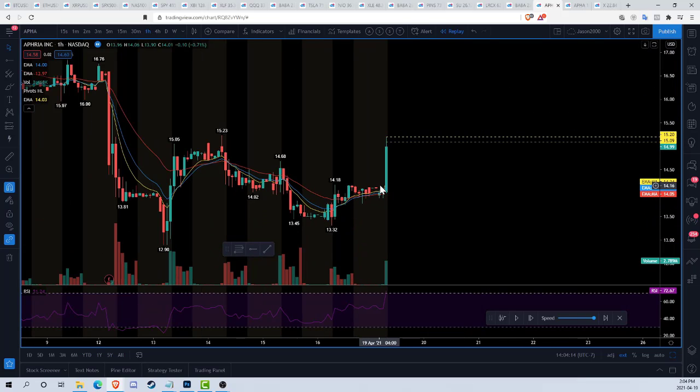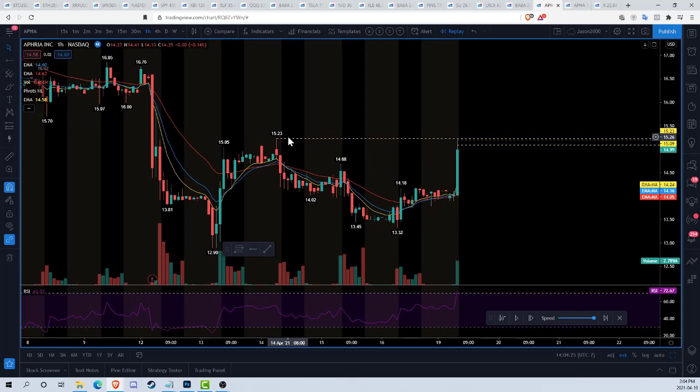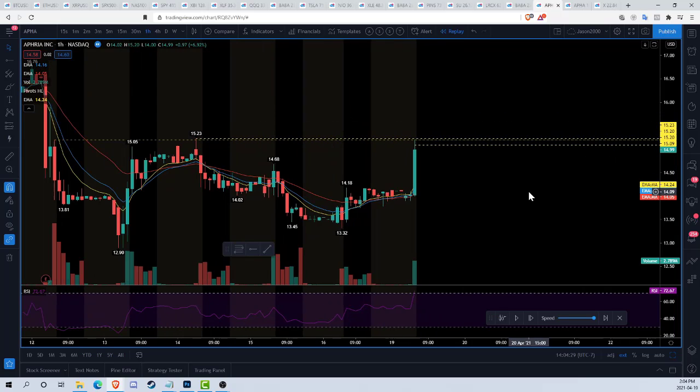I go to the 15-minute time frame first. Then I don't see too much of interest, except I do see this 15.23 level over here. I'll plug this in on the hourly time frame, continue to look to the left, and I see one more area of resistance that may be interesting to me, a 15.20 level.